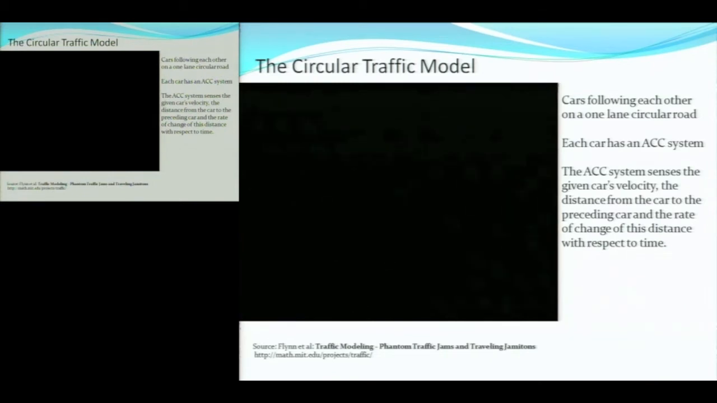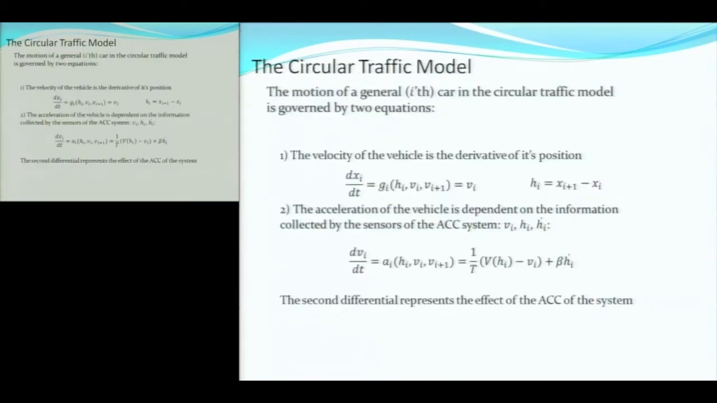Based off this model, we get two equations for each car to describe its motion. The first one is trivial, and it's basically saying that the velocity is the time derivative of position for each car. But the second one is the equation for the acceleration, and this is basically where the cruise control system comes in. You see that the acceleration depends on the headway distance denoted by h, as well as the velocity of the vehicle and the relative velocity, or the time derivative of the headway, of the car.